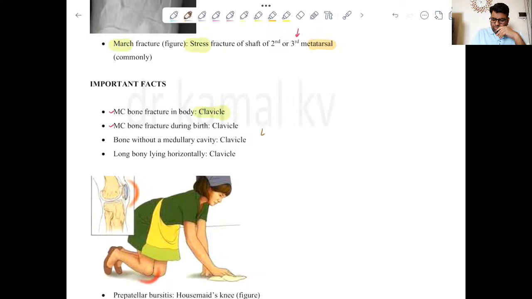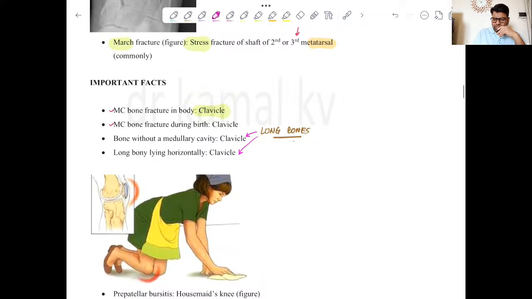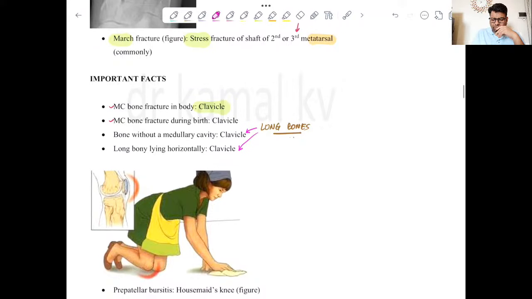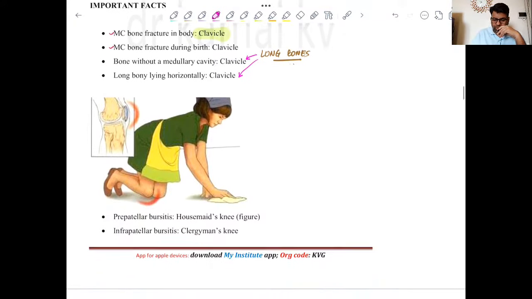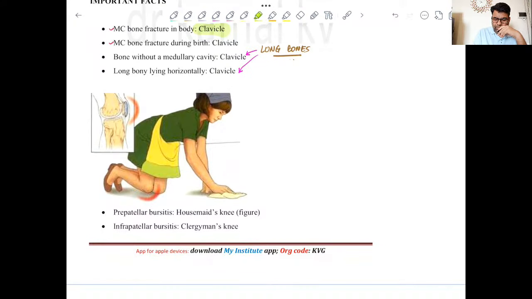Clavicle belongs to the class of long bones, but it differs in some terms. Like long bones have medullary cavity, but clavicle does not have. Long bones lie vertically, but clavicle lies horizontally. Clear? So these are few exceptions of clavicle. Being a long bone, it does not follow other features of a long bone. So these are exceptions. No medullary cavity, lying horizontally.